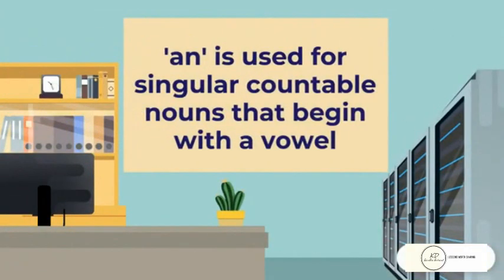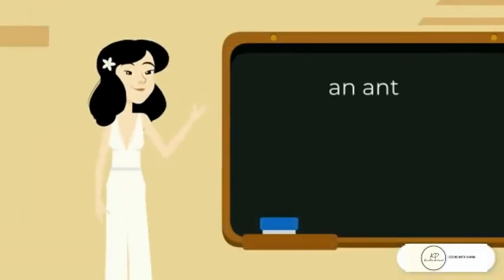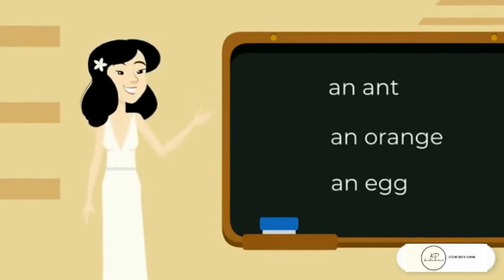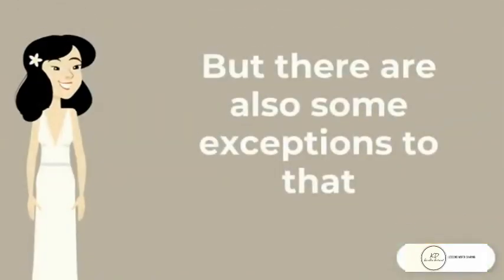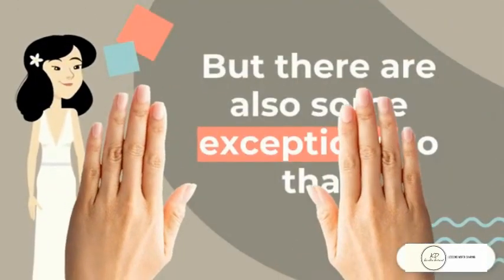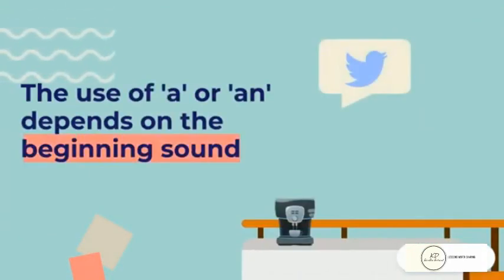An is used for singular countable nouns that begin with a vowel. For example, an ant, an orange, an egg. But there are also some exemptions to that. The use of a or an depends on the beginning sound.